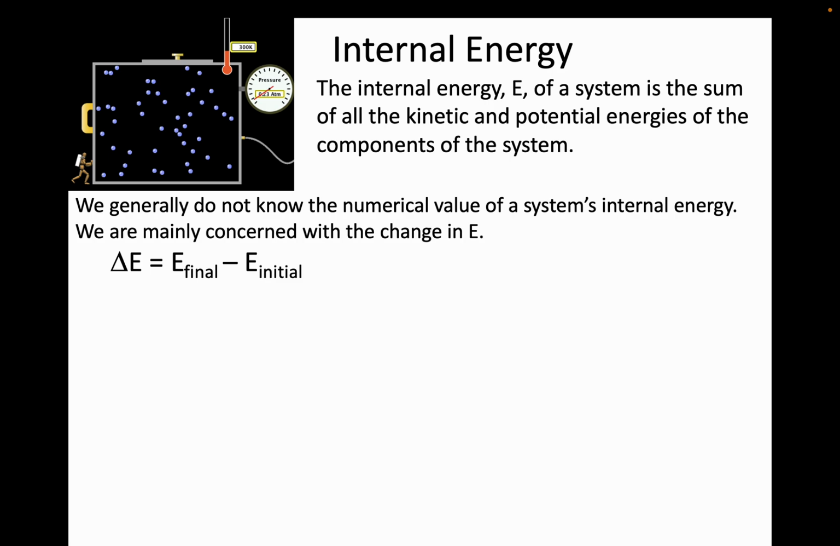So the internal energy then, that's the sum of all of the kinetic and all the potential energies for all the particles we have. And again, we generally don't know a specific value, but we're interested in the change. How can we change the internal energy? Two ways. We can change the internal energy through Q and W. Q is heat, W is work.